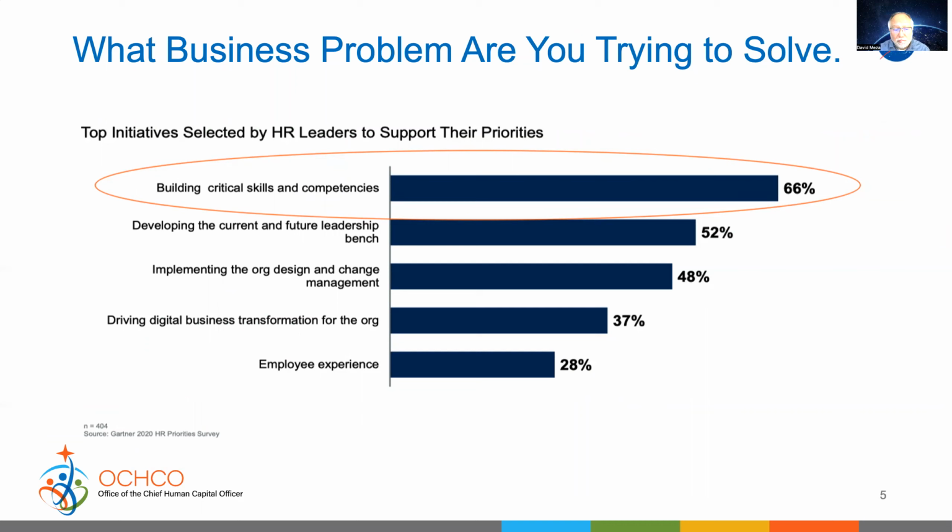So in this case, there was a survey done by Gartner back in 2020, and I'm pretty sure it's fairly relevant today. When they surveyed different HR leaders across industries, 66% of them said building critical skills and competencies was one of the most important things that kept them up at night. So that's what we're going to take a look at in this knowledge graph: how to identify different skills within my workforce.